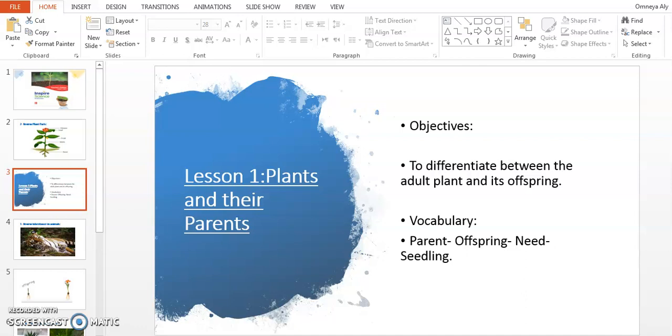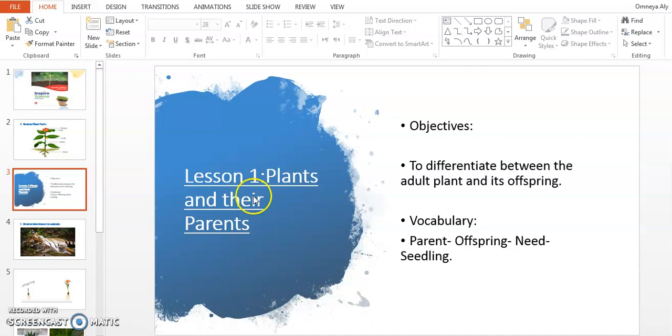Now, as we discussed in our first video, I have told you that our first lesson during this term will be talking about plants and their parents. Our first lesson will be explaining how the plant's parents look, or how they are different from their offspring, or from their young ones.